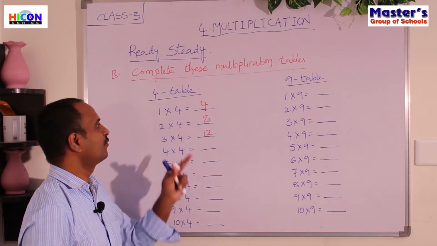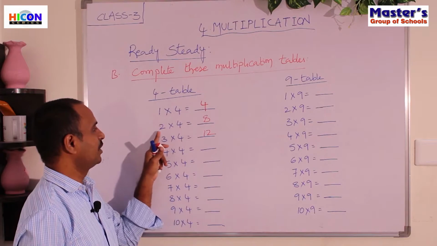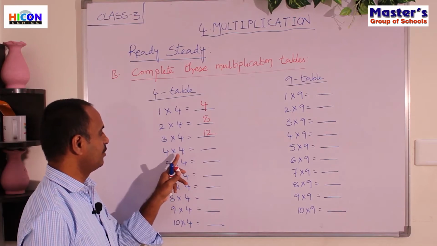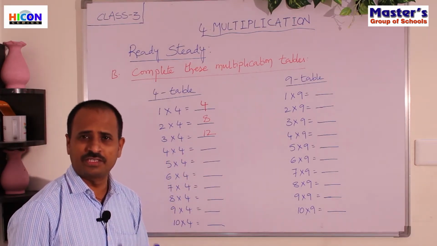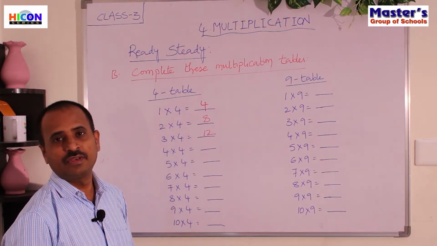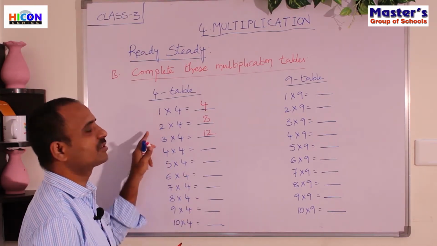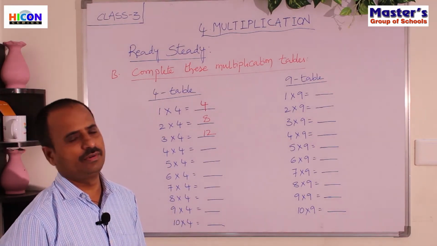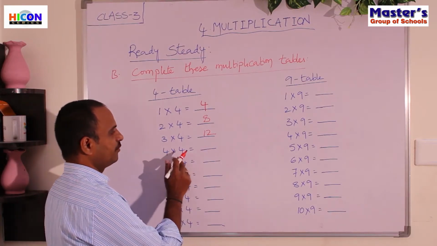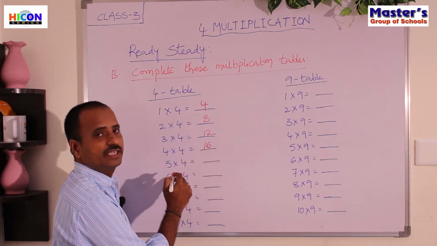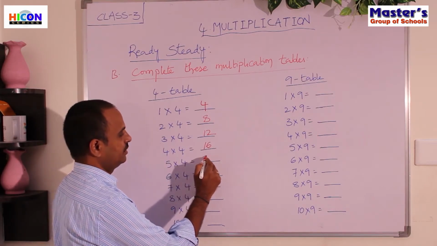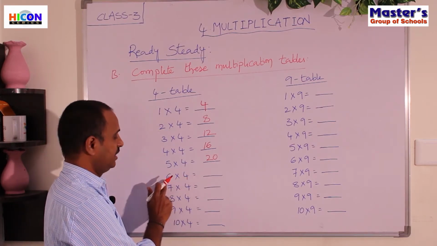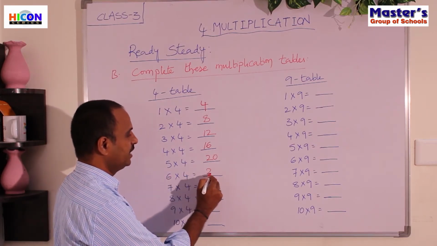That means the number 4 is added 1 time, 2 times, 3 times, and 4 times. In this way, the repeated addition of a number is called its table. If the number 4 is repeated, then we will get the 4th table. And see the next one, 4 4 jar, children how much? 16. 5 4 jar, 20.